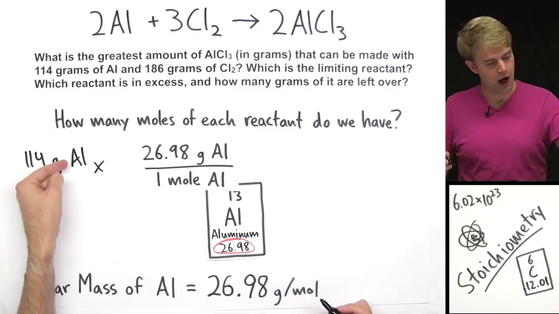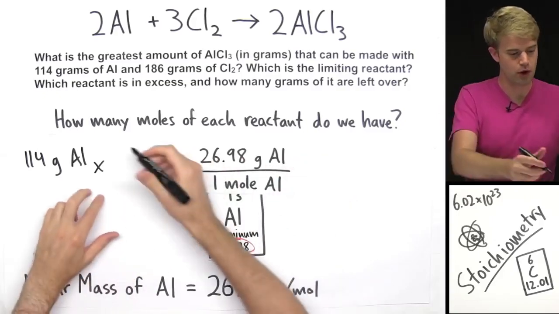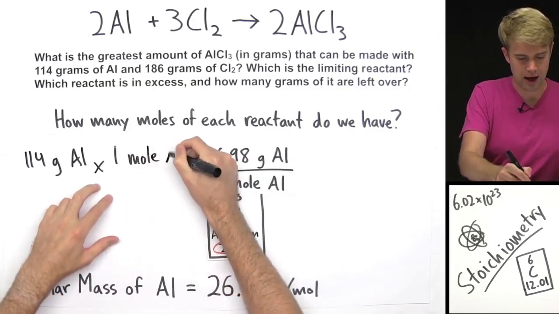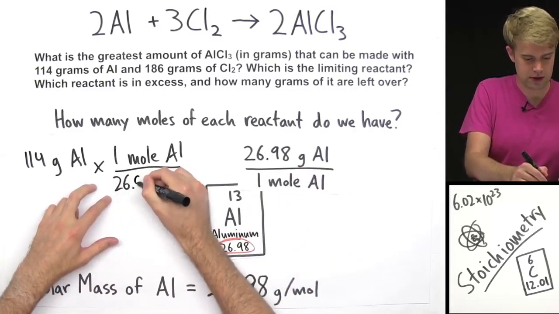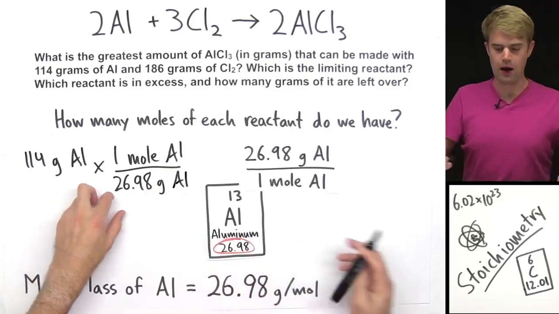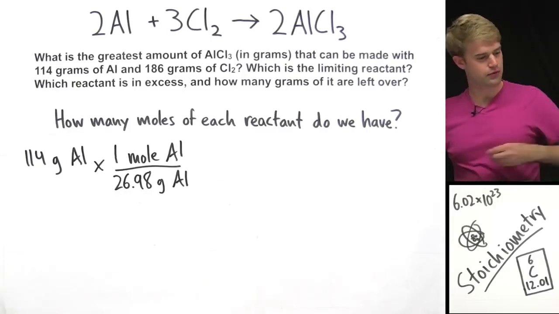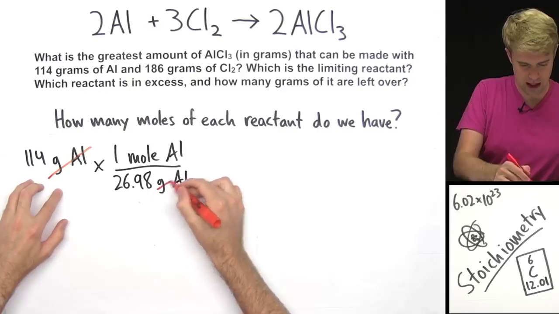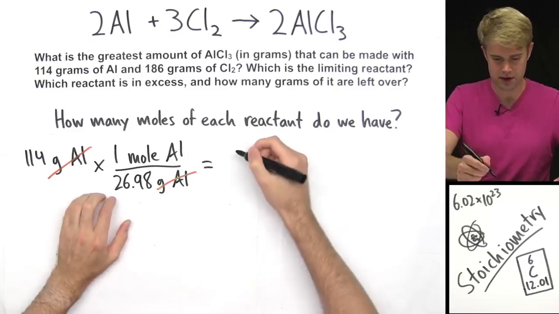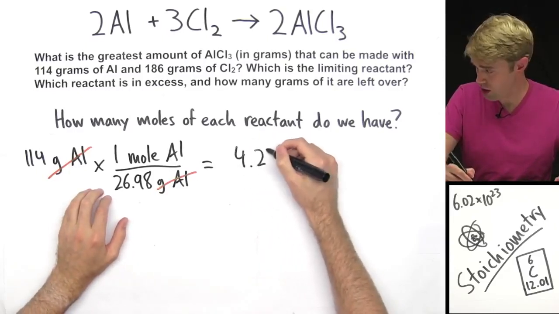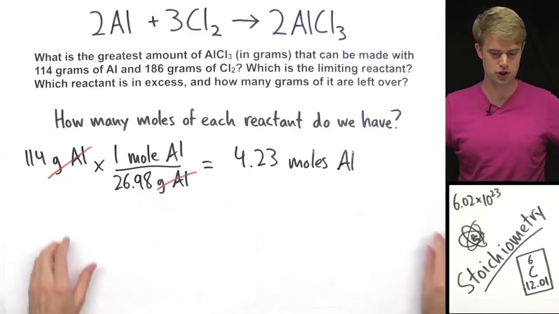I want to get rid of grams Al. So in order to do that, I'm going to flip the conversion factor. So I'm going to put 1 mole Al on the top, and then I'm going to put 26.98 grams Al on the bottom, right? So it's just flipped. All right, now I'll multiply through. Grams Al up here, grams Al down there, cancels out, and I do this times this divided by this, which gives me 4.23 moles of aluminum. Okay, so that's how much aluminum I have.